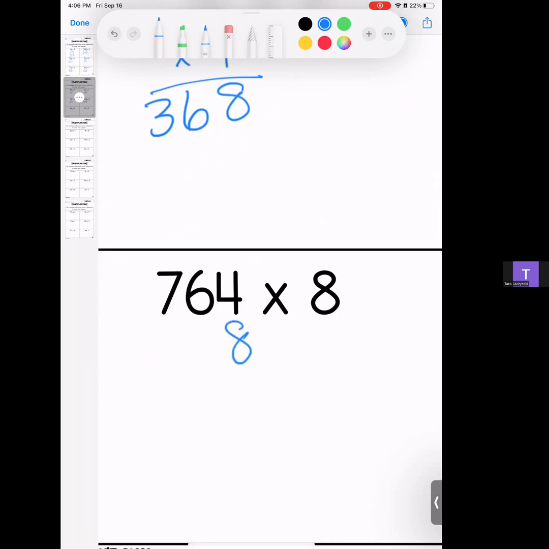764 times 8. 8 times 4 is 32. 6 times 8 is 48. Add 3 is 51. 7 times 8 is 56. Add 5 is 61. 6,112.